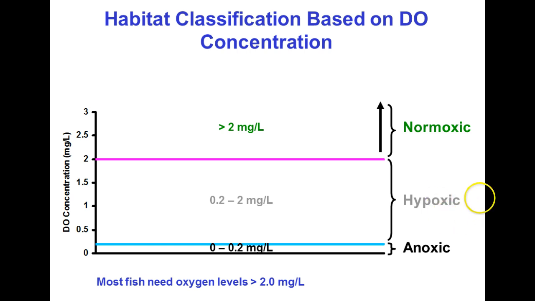And then a habitat is considered to be anoxic. Here's the word anoxic. If it has 0 to 0.2 milligrams per liter of dissolved oxygen. So also get that in your notes.